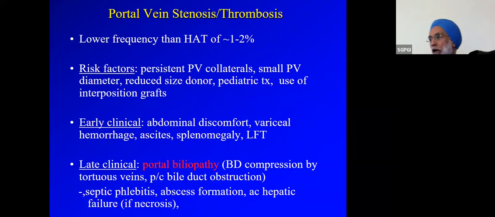So when you have portal hypertension and you have varices, those varices can form around the bile ducts, and they can cause physical compression. So you can get a whole mass of dilated veins, which can cause a bile duct obstruction-like syndrome. So bile duct obstruction can be caused not only by hepatic artery thrombosis, but also by portal vein thrombosis and portal vein stenosis. And later, of course, you'll get septic phlebitis, abscess formation, and acute hepatic failure.